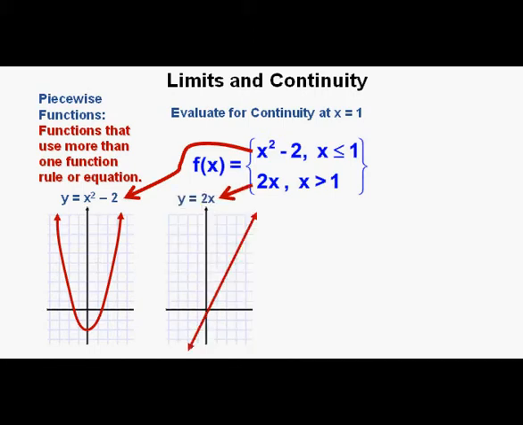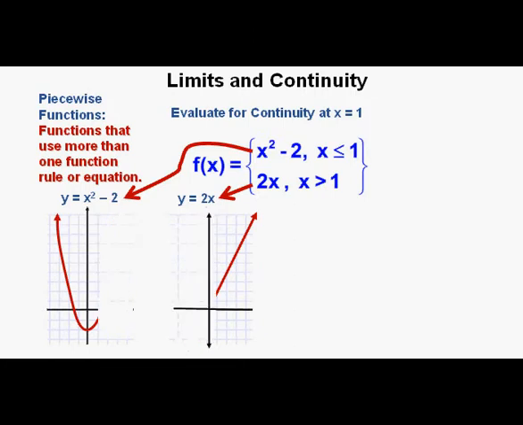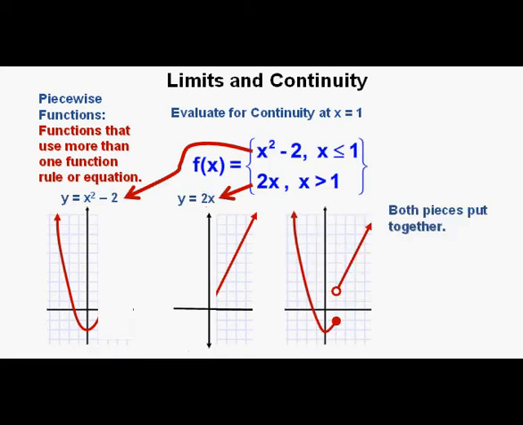In this piecewise function, we use the equation y equals x squared minus 2 for input values of less than or equal to 1. And for the y equals 2x piece, we're only using this function for values of x greater than 1. A piecewise function puts these two pieces together on one graph. And here they are, both pieces put together as the single graph of f of x. Visually, graphically, we see that this function is not continuous at x equals 1 because of the jump between the two pieces. This is what we call a jump discontinuity.